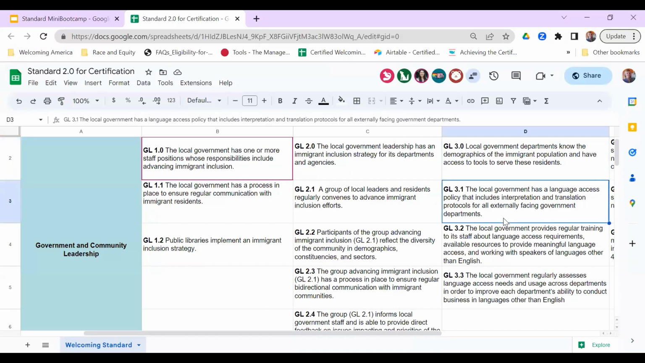There's a language access policy that includes interpretation and translation protocols for externally facing government departments. So any department that's interacting with the public is expected to follow the language access policy. And that there's training on that language access policy, the requirements, and those resources available.